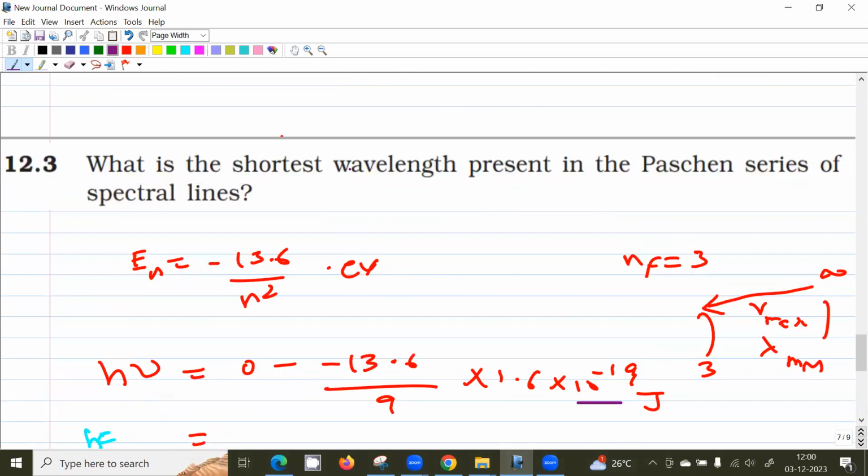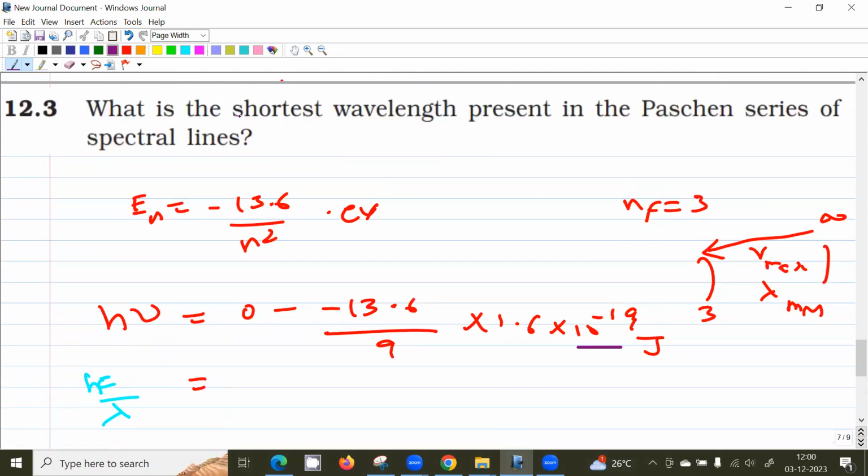Okay, so shortest wavelength means the frequency has to be maximum. Frequency has to be maximum means the energy difference has to be maximum. So you get the maximum energy difference if the jump is from infinity to the final state. Once I say Paschen, n equal to 3 is the final state. Lyman is the first one, Balmer is second, Paschen is third, next is Brackett, last one is Pfund. So for the Paschen series, the final state is n equal to 3. To get a maximum energy difference, I have to jump from infinity to the least possible, n equal to 3.